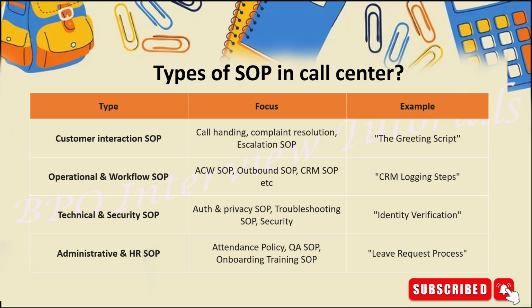Next, operational and workflow SOPs. Here you will find ACW SOP, outbound SOP, CRM SOP. You will find what the AHT targets are, what kind of targets we have to follow, and how many agents we require, billable, everything. All of this you will find in the operational and workflow SOPs.